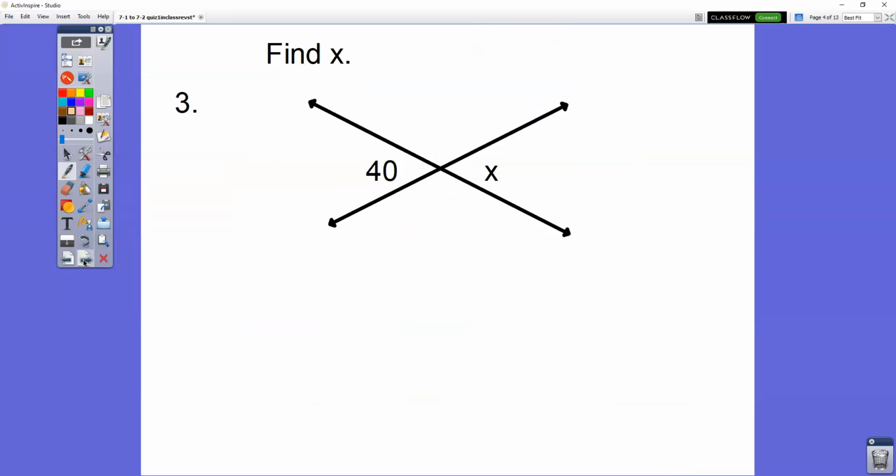Take a look at the next section. In the next section, you'll have one vertical angle, one complementary angle, one supplementary angle, and one supplementary angle with three things. So what I would like you to do, take a look at this picture, identify what type of angle it is, complementary, supplementary, or vertical, and then find x. So go ahead and do question number 4.